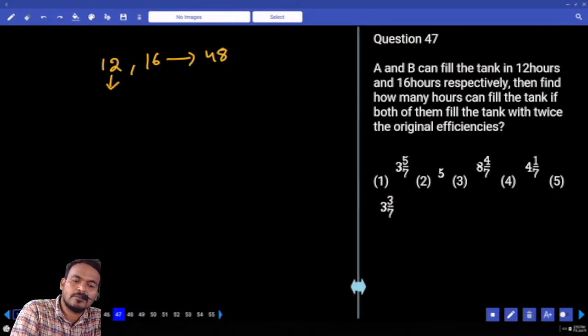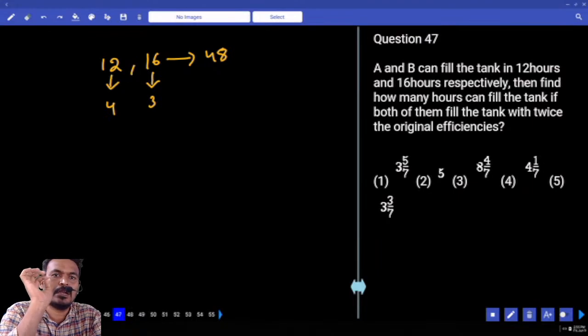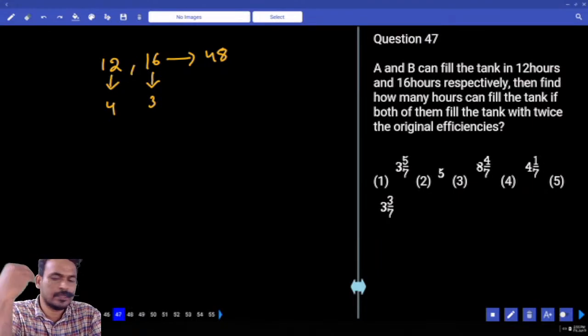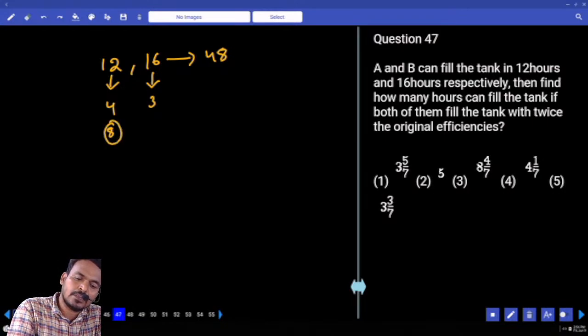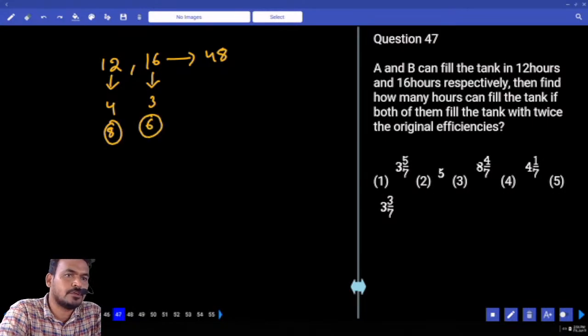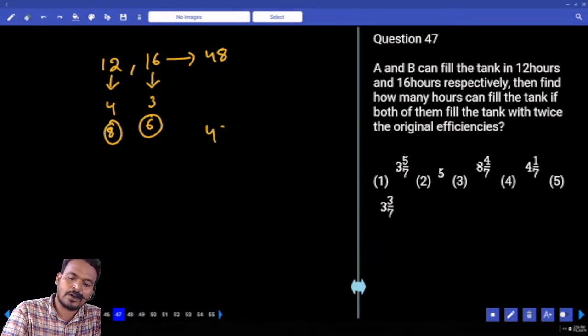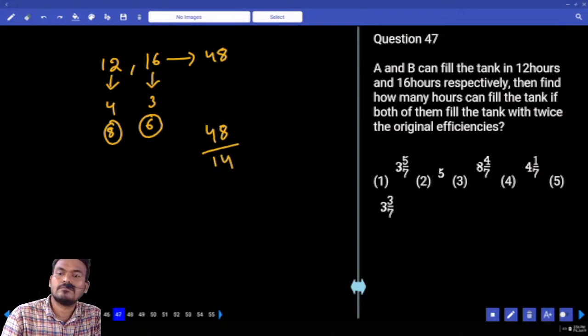48 by 12, how many times? 4 times. 48 by 16, 3 times. Those are the original efficiencies, or not? But here efficiency will be double or triple? Double. 4 doubled is 8, 3 doubled is 6. What are the new efficiencies? 8 plus 6. Then the answer is 48 by 14, or not?